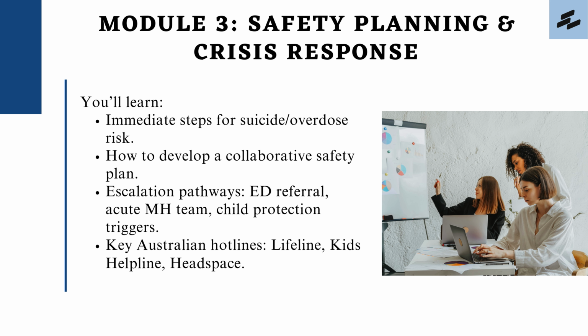Module 3. Safety Planning and Crisis Response. In this module, we focus on what to do when urgent risks are identified, such as suicide or overdose. You will learn the immediate steps required to keep a young person safe. We will cover how to develop a safety plan with the adolescent and their family, ensuring it is practical and tailored to their needs. You will also learn escalation pathways, including referrals to the emergency department, acute mental health teams, and child protection when required. Key Australian supports and hotlines, such as Lifeline, Kids Helpline, and Headspace, will also be introduced.